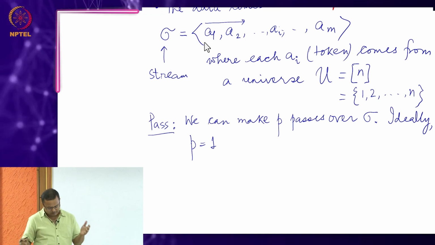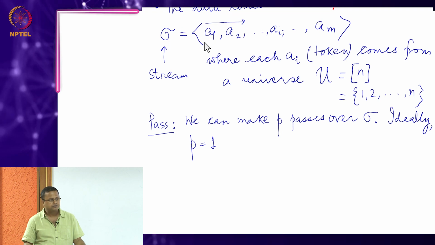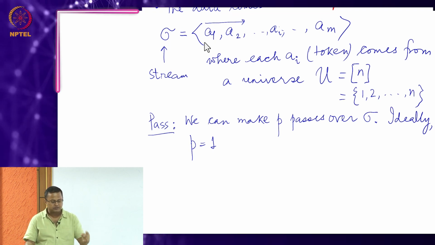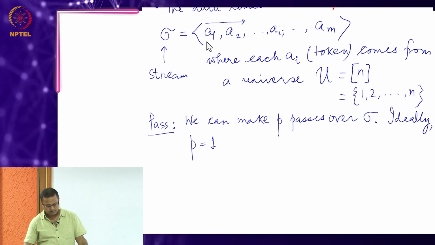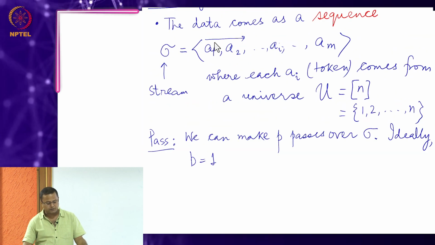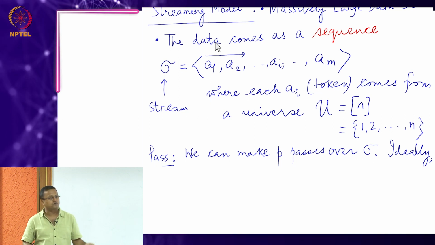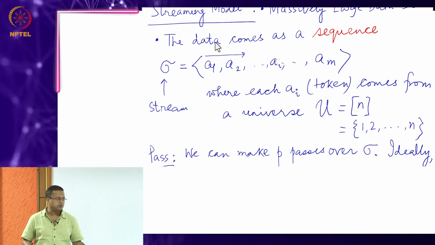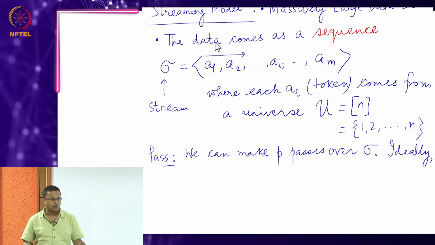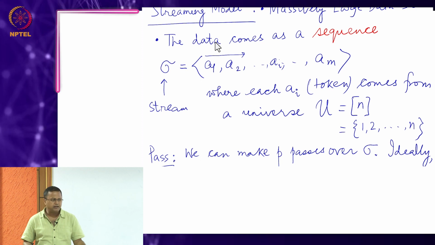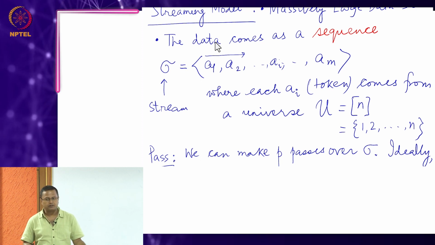So, there are multi-pass algorithms. Multi-pass means in the first pass you read the data as A1, A2, ..., Am. In the second pass also you have to read the data in the same sequence. You cannot alter the sequence. Ideally, we would talk of single pass algorithms.